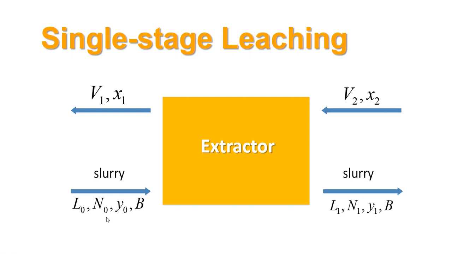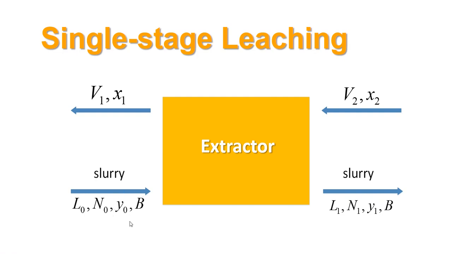Now, let's go to our representation. For a single stage leaching process, if this is our extractor, the leaching equipment here, the slurry is labeled as L0, and this is the slurry which is fed to the extractor, and the final slurry is labeled as L1. The N's here represent the inert solids in the slurry: the initial amount of inert solid and the final amount of inert solid in the slurry. Take note of the representation.